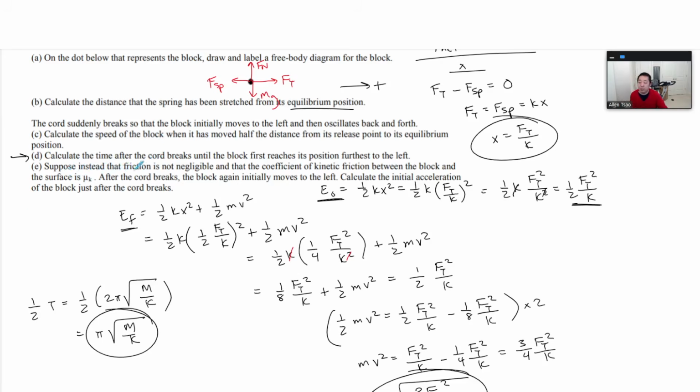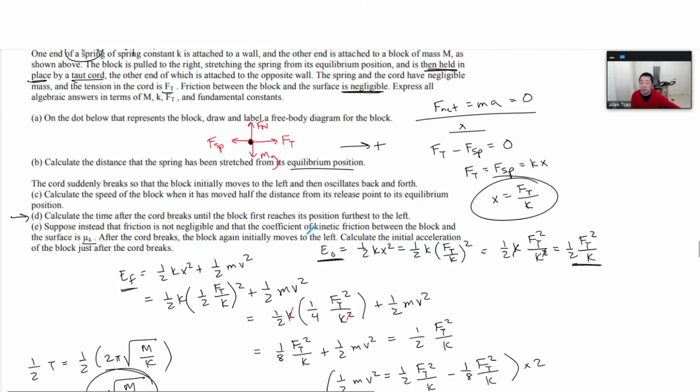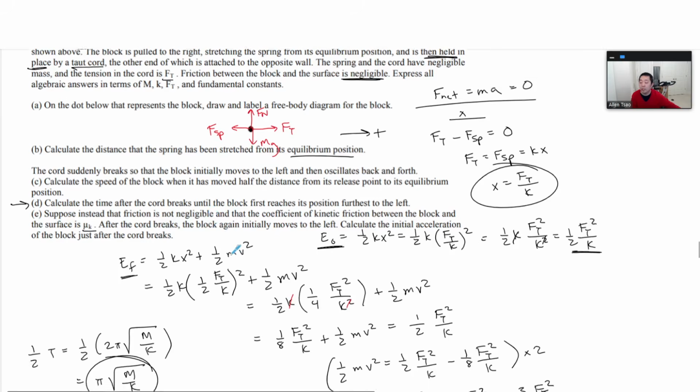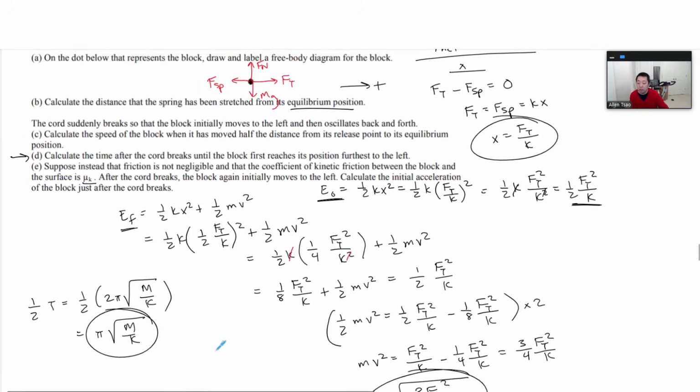So suppose instead that friction is not negligible and that the coefficient of kinetic friction between the block and the surface is mu k. After the cord breaks, the block initially again moves to the left. Calculate the initial acceleration of the block just after the cord breaks. Okay, so they're saying now that there's some friction, and they just want the initial acceleration.